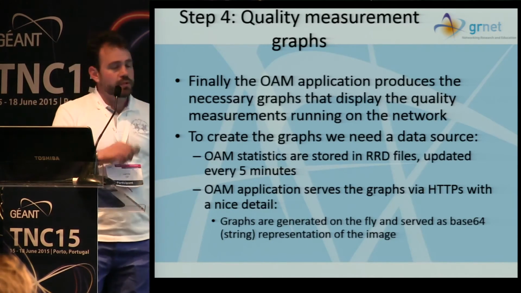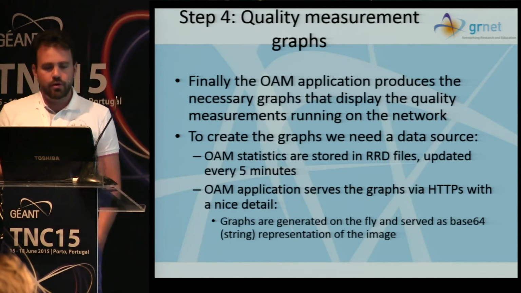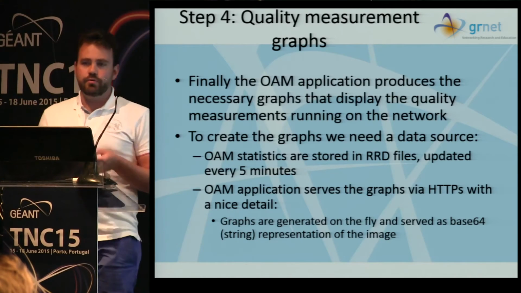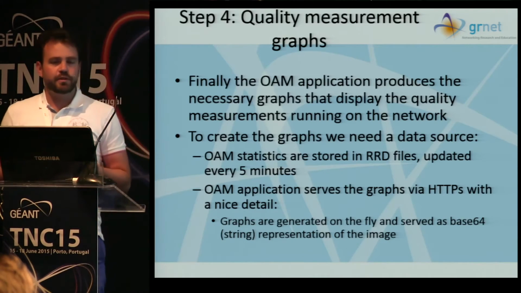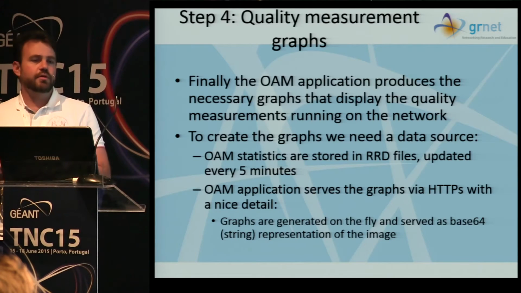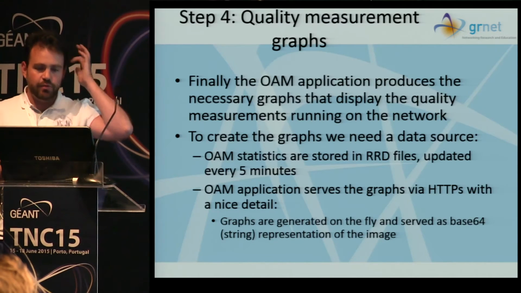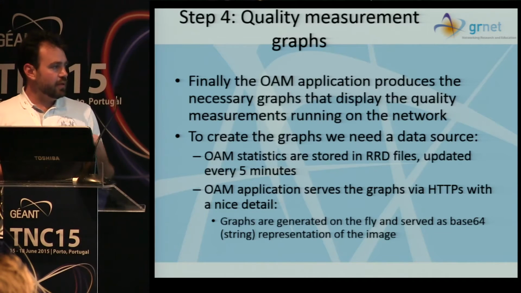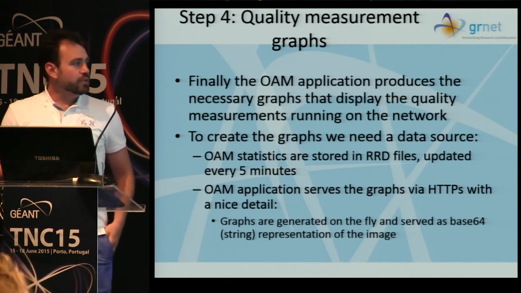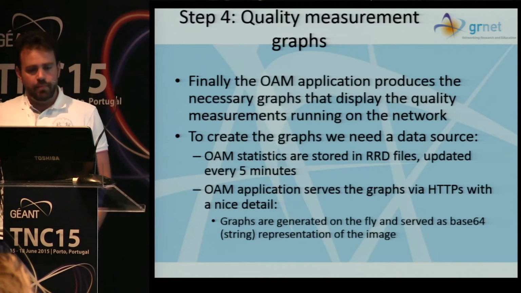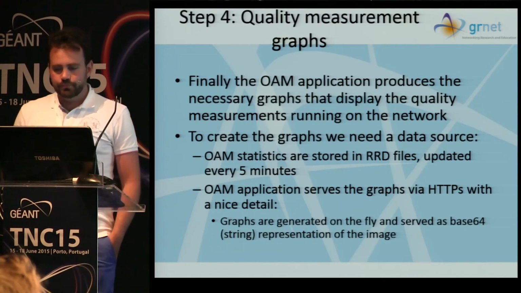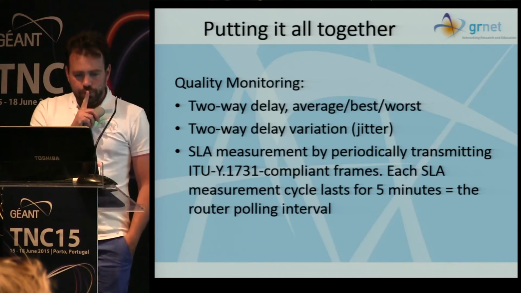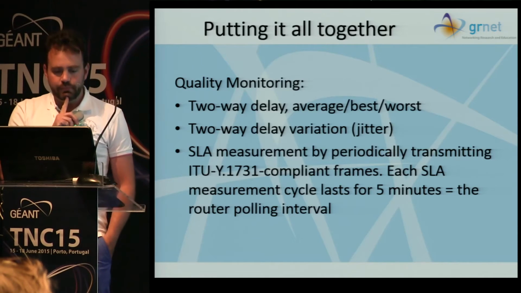The quality measurement graphs: the OAM application builds the RRD file. So whenever a new VPN is created, a new RRD dataset is created, and the application itself also creates the PNG, the actual image, which is later on presented by other tools. Again, we measure two-way delays and two-way jitter.